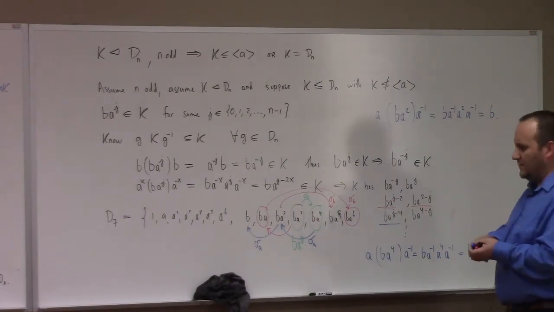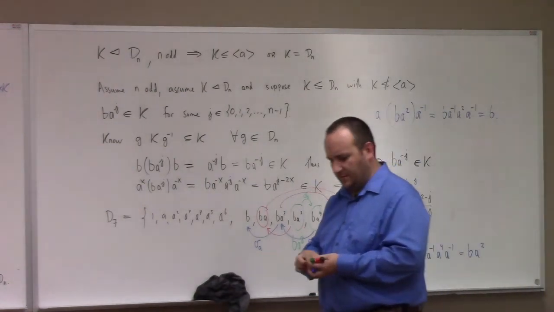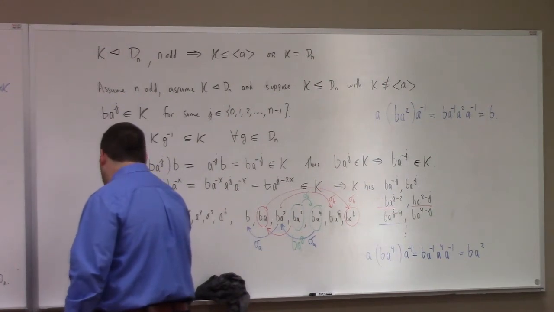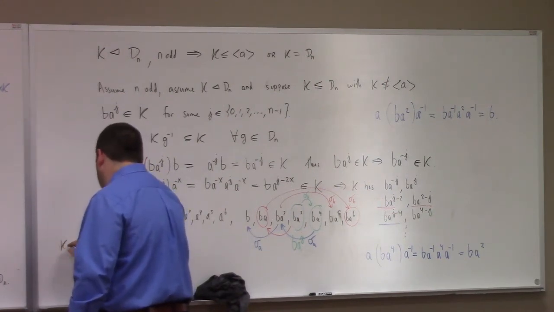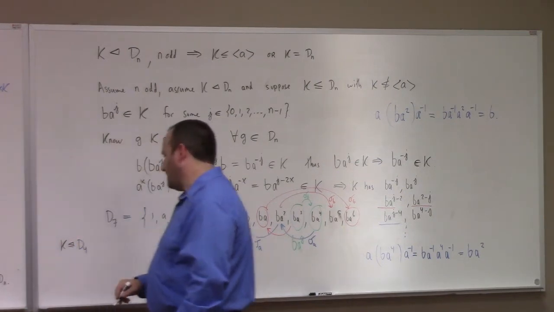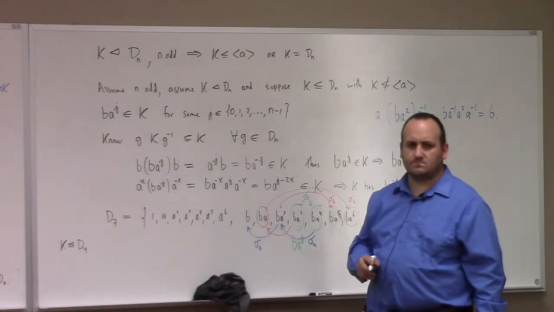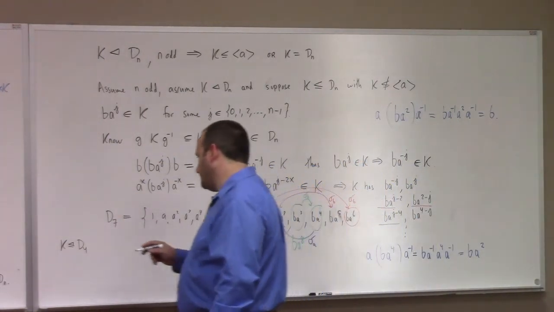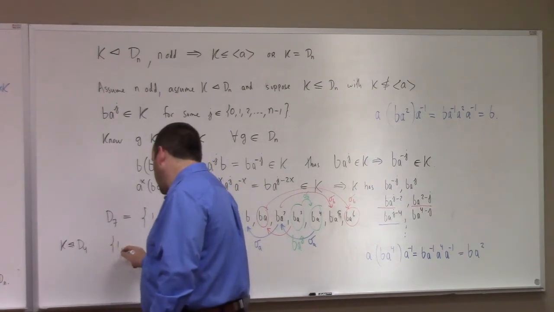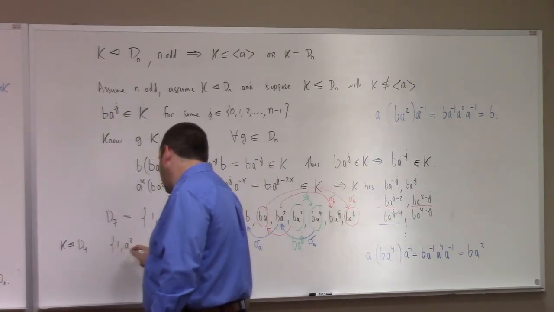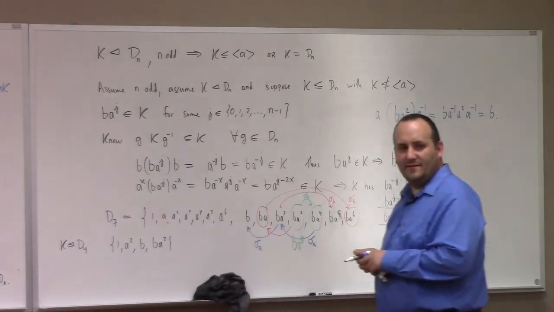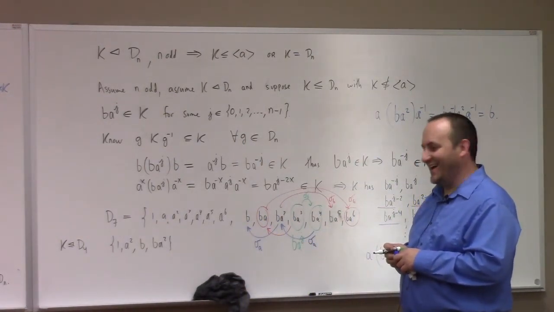And maybe we can prove that more explicitly. You guys can tell me, what's a normal subgroup of D4, which is maybe not just a, 1, a squared? What do you say? ba squared. Well, how'd you know that already? Oh, okay. Cool.